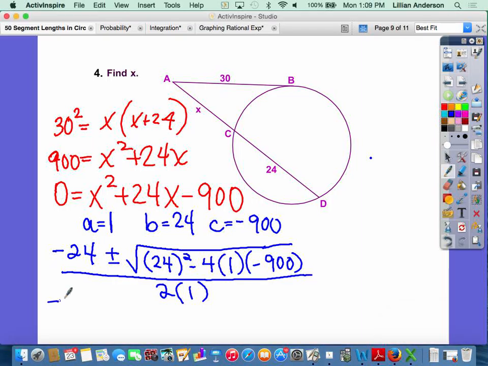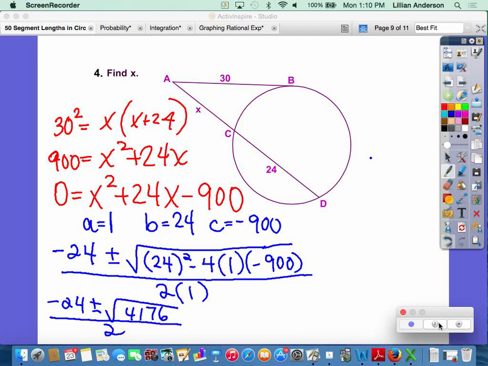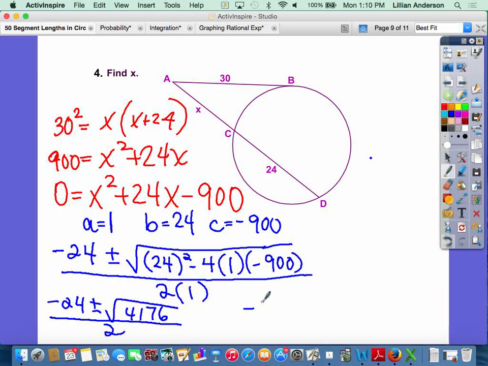So you have negative 24 plus or minus the square root. You should have gotten 4176 underneath the square root. Who did not get that number? 4176. What's the square root of that? 64.621977. Okay, just give me 64.6.